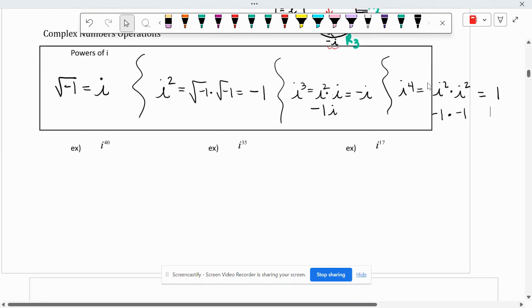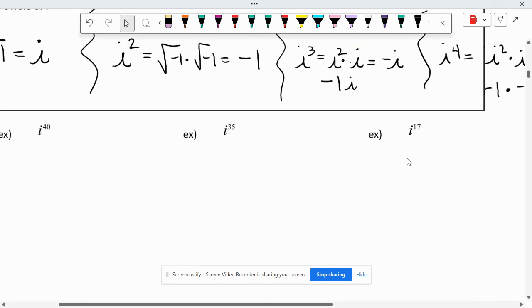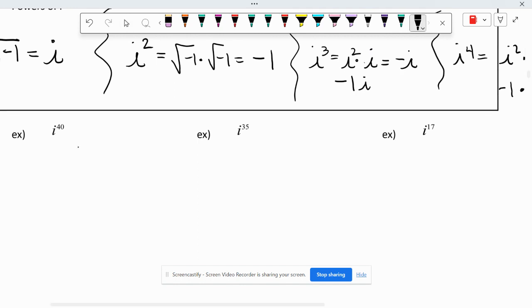So we're going to use that divide by 4 idea. So we're going to take the exponent and we're going to divide it by 4. And if you have a remainder of 0, that just means that it's divisible by 4. And i to the 4th power is 1. So this equals 1, because I went around my circle 10 times. That's how I want you to think about that.